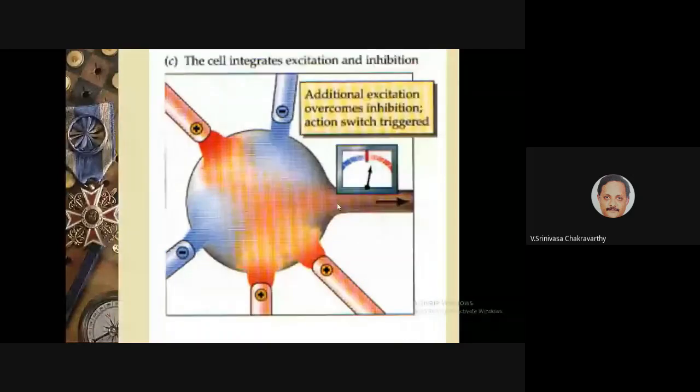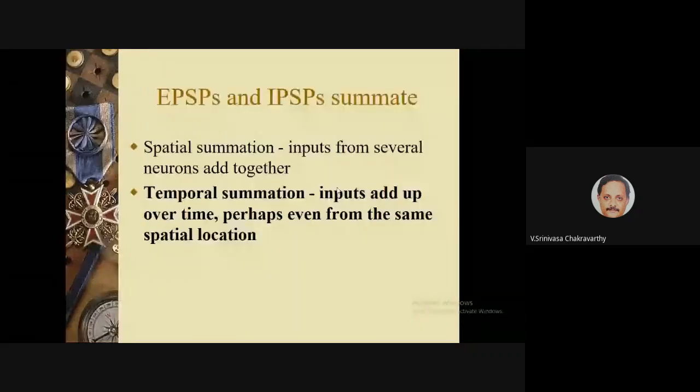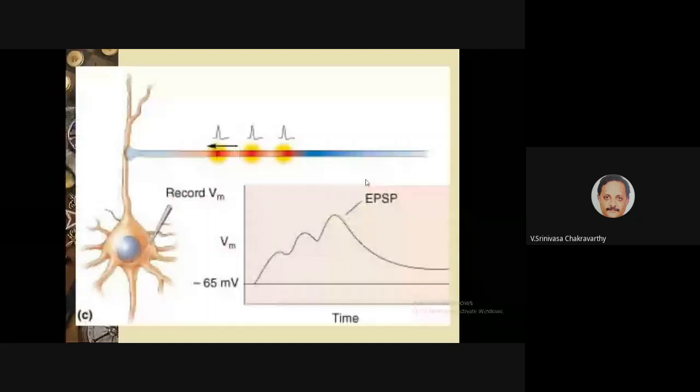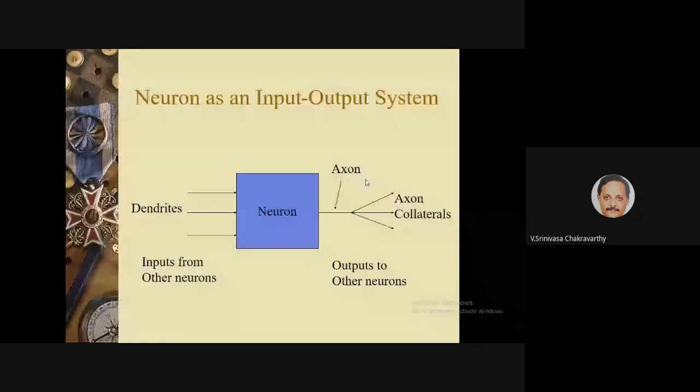In this example, again, there are three excitatory inputs and two inhibitory inputs. The excitatory inputs seem to have overpowered or dominated the inhibitory inputs. So the galvanometer is showing that the membrane voltage has crossed a certain threshold. When that happens, the neuron gets excited and produces the action potential, which propagates down the axon. That is the spatial summation, and we also saw the temporal summation. So basically, to summarize, you can think of a neuron as a kind of black box, which receives inputs from a lot of other neurons over its dendritic side.